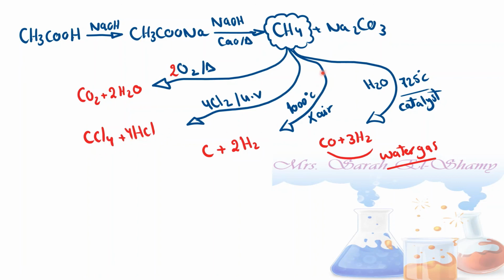Okay, the next reaction is the heating or thermal cracking, which occurs in the presence of 1000 degrees Celsius and absence of air to prevent the oxidation reaction, to give us the components of methane, which is carbon plus 2 hydrogen gas. Okay, the last reaction is the reaction of methane with water in the presence of 725 degrees Celsius and catalyst to give us carbon monoxide and hydrogen gas. This mixture is known as water gas.